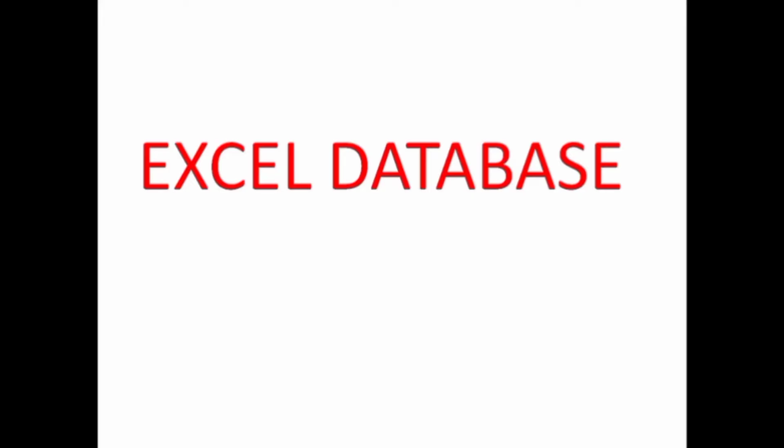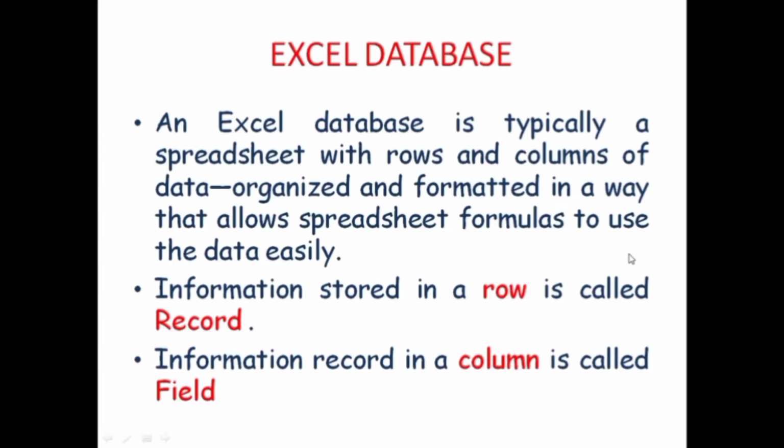Students, here in this video, we will learn about the Excel database. So first we will learn what is a database. A database is a collection of different kinds of data that is stored in rows or columns. An Excel database is typically a spreadsheet with rows and columns of data, organized and formatted in a way that allows the spreadsheet formulas to use the data easily. Basically, structured information organized in the form of rows and columns in such a way that the required piece of information can be quickly retrieved from it is called the database.